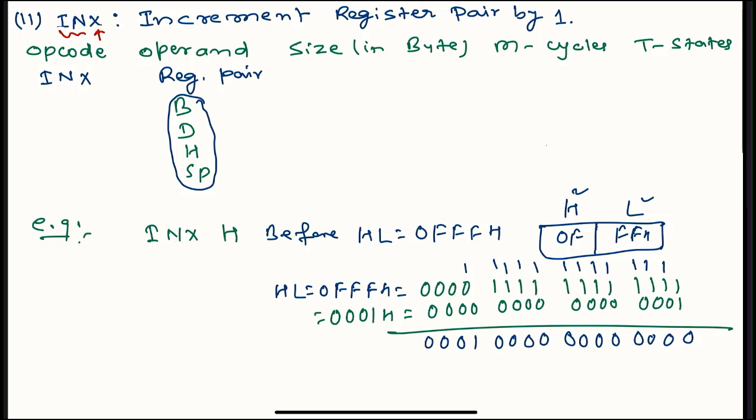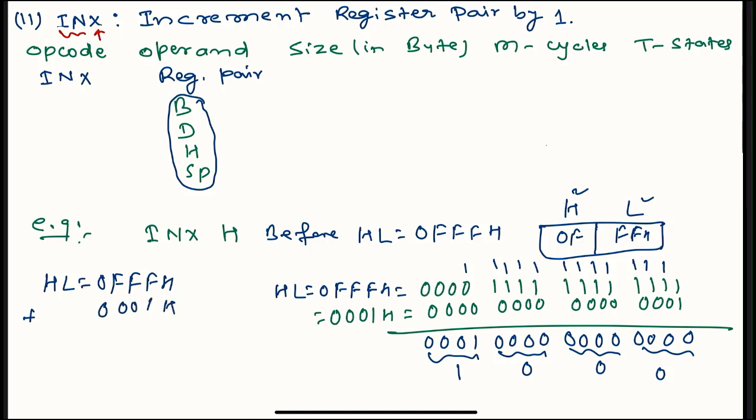In the form of hex digits, this can be written as 1, 0, 0, 0. So the HL content, whatever we had as 0FFFH, when 0001 is added, becomes 1000H. This result will be stored after execution of this instruction.